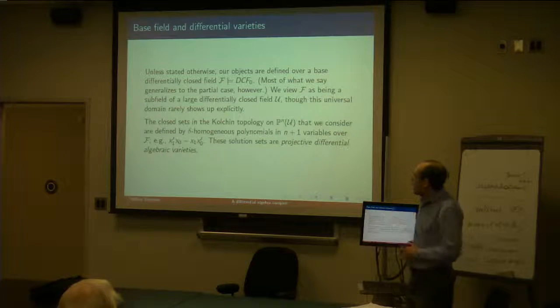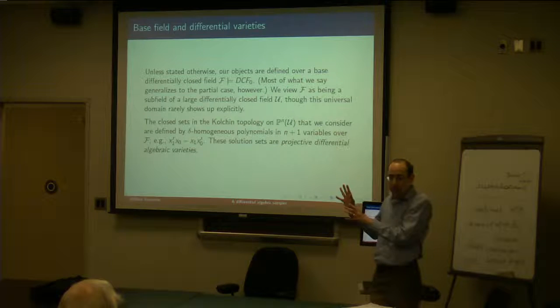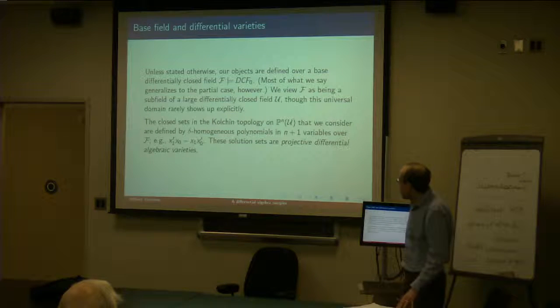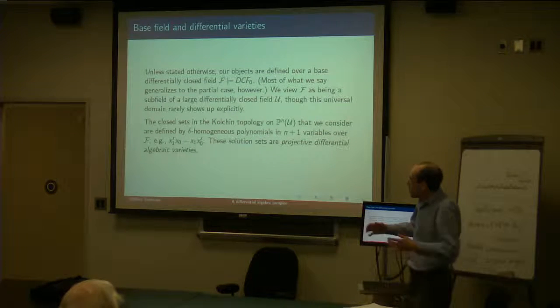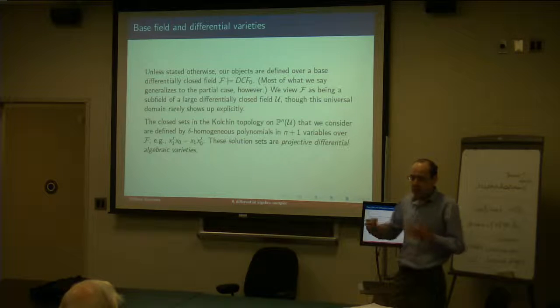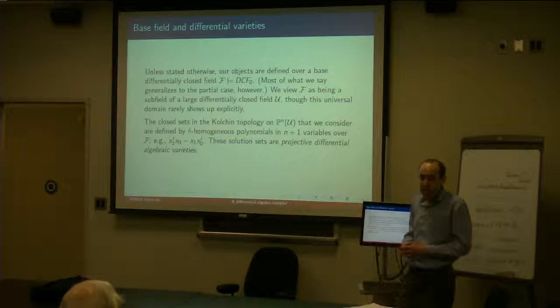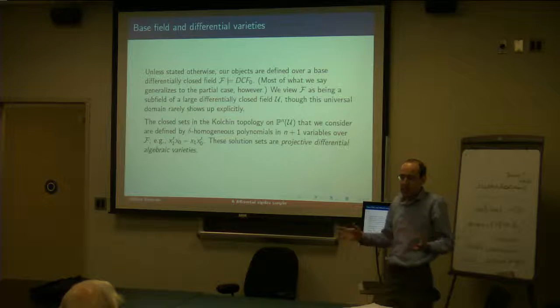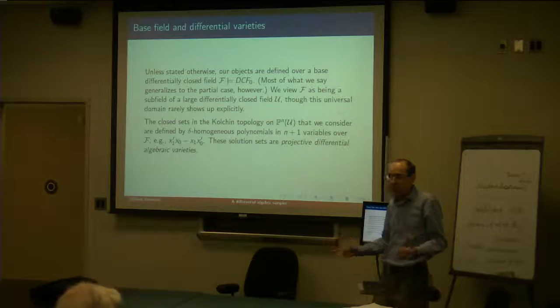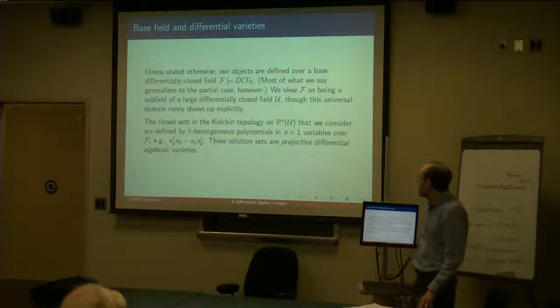So we're going to be looking at closed sets in projective space. This is kind of a natural setting if you want to have the property of completeness, which I'll recall in just a moment. Like in the algebraic case, if you have varieties in projective space, they have to actually be defined by homogeneous polynomials in order to have a chance of satisfying this property.